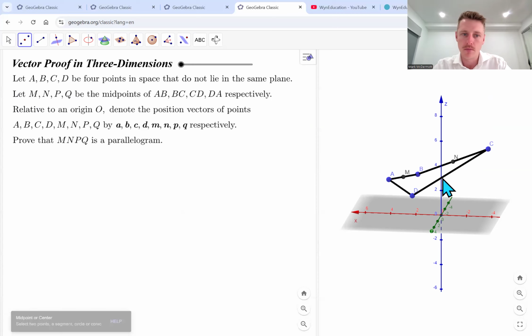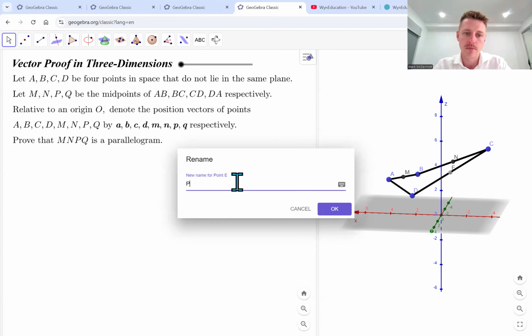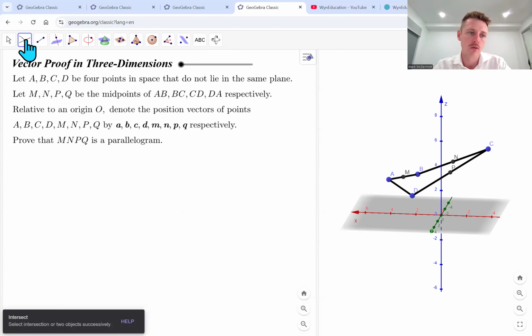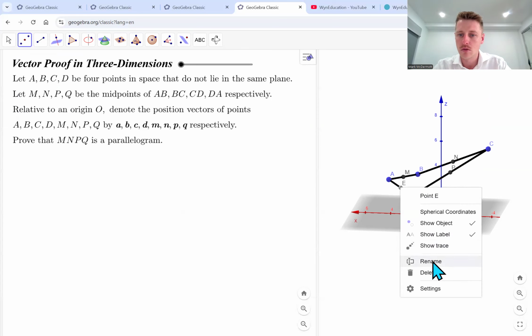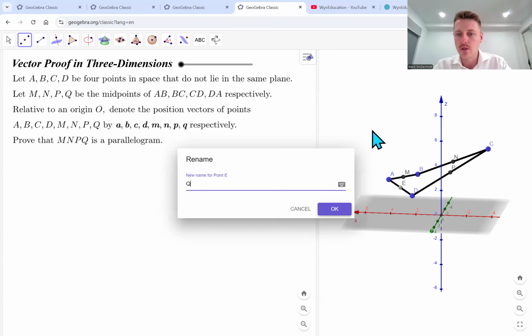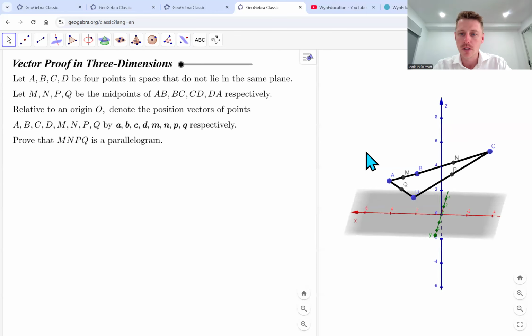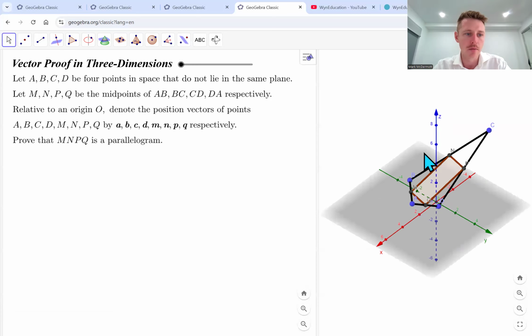Midpoint of this one. Let's rename that as well. We're going to call that P. And lastly, Q. So now I've got the midpoints of all those line segments. And basically, our job is to show that the shape that we get here, that MNPQ, is a parallelogram.